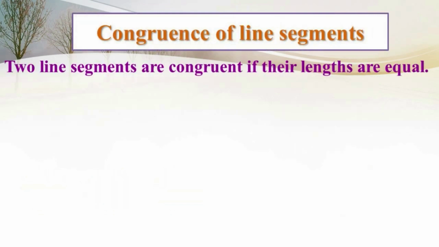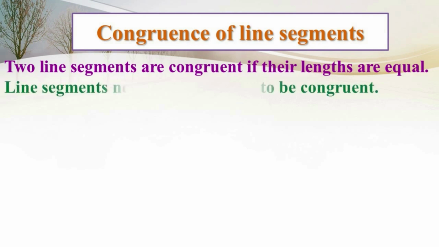Congruence of line segments. Two line segments are congruent if their lengths are equal. When we compare two lines, their measurement should be equal. What is the measurement there? Length of the lines should be equal. Line segments need not be parallel to be congruent. When we are going to compare two lines, they need not be in parallel position to each other. They must have equal lengths. That is the condition there.